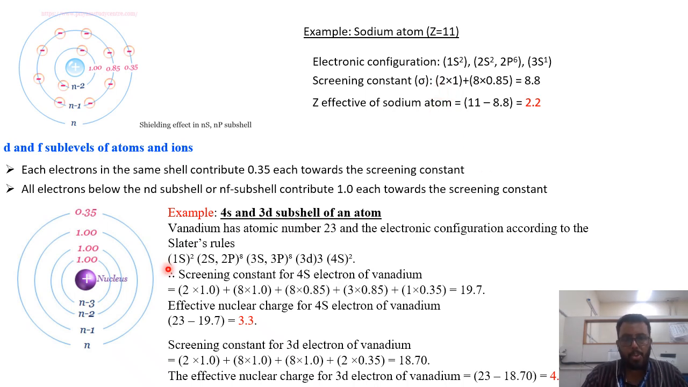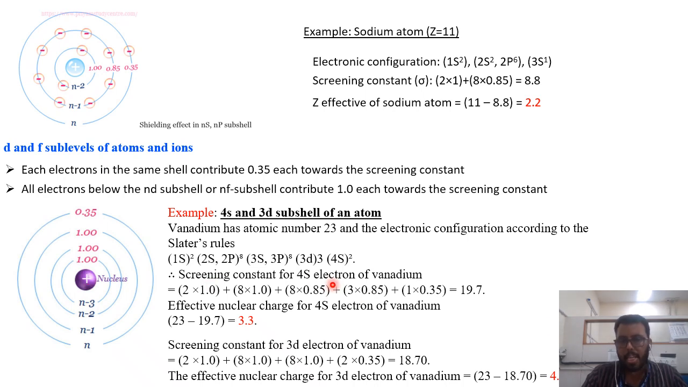Now you can also calculate for an atom with a d shell. So here we are going to include the d shell. The only difference is you will not have the 0.85 value. The nth one will be 0.35 and all the lower lying shells will have 1. So there is no 0.85. This 0.85 you will have for n minus 1 only in the case of s and p orbitals. For a d orbital, all the lower lying orbitals will have 1.